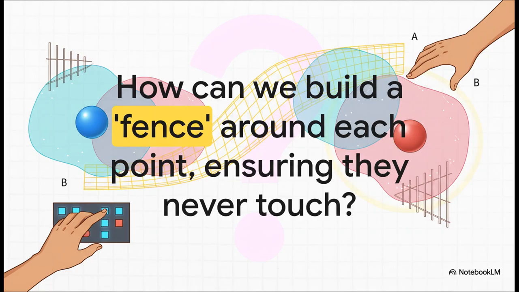We could find a bubble around A that misses B, and another bubble around B that misses A, right? But what if those two bubbles overlap in the middle? They still could, right? There's no guarantee they're separate. To truly separate them, we need to build a fence between them, make sure there's no way they can touch. So how do we do that?